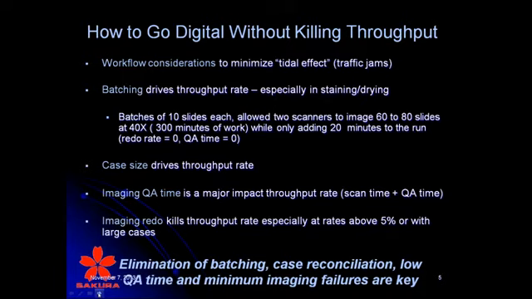I think it's very, very important that people understand that the major impact of throughput is scan time plus QA time. Take that down specifically. When you ask about doing digital pathology, don't ask about how fast I can acquire an image. Ask about how much of the scan time plus the QA/QC time it needs to take to be able to do the image.